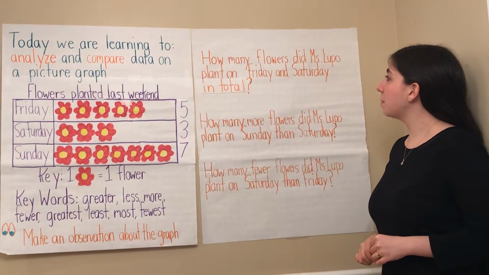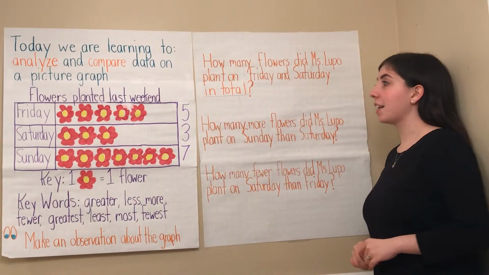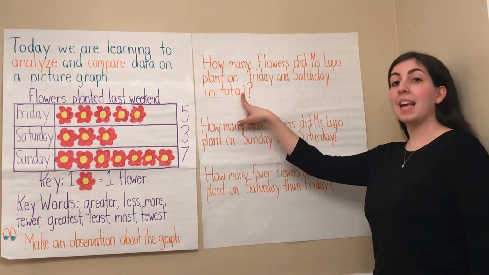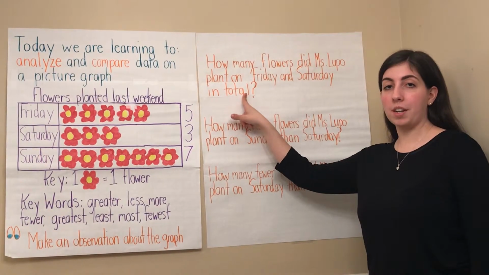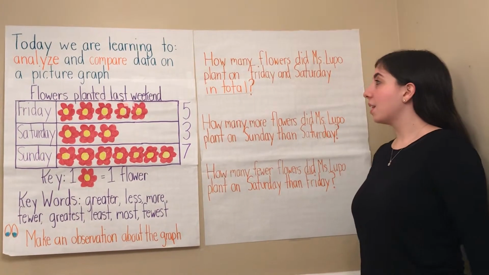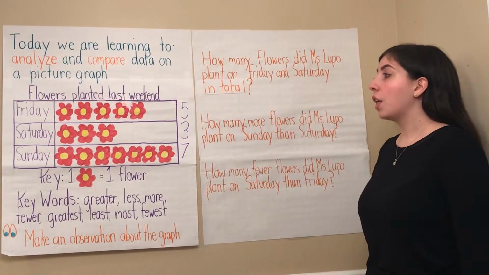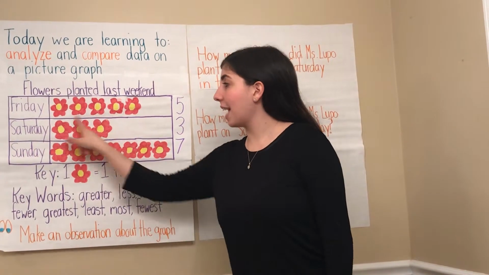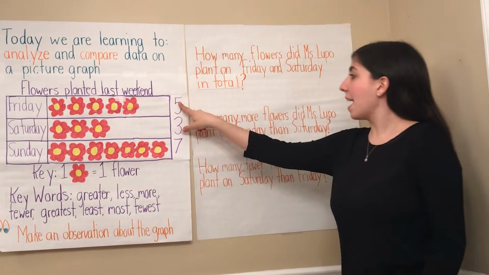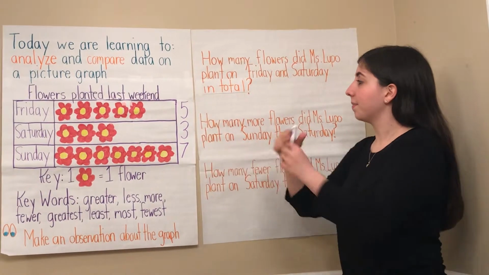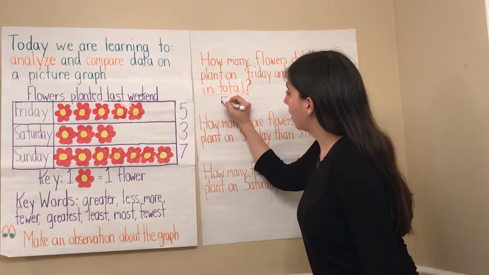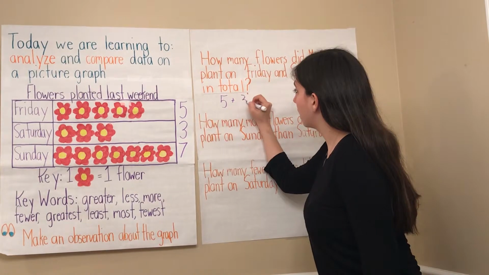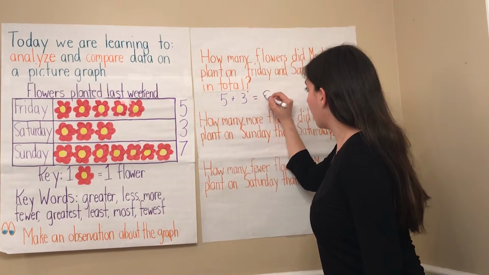How many flowers did Miss Lupo plant on Friday and Saturday in total? In total is an addition word. That means that I have to add the number that she planted on Friday to the number that she planted on Saturday. 5 plus 3 equals 8.